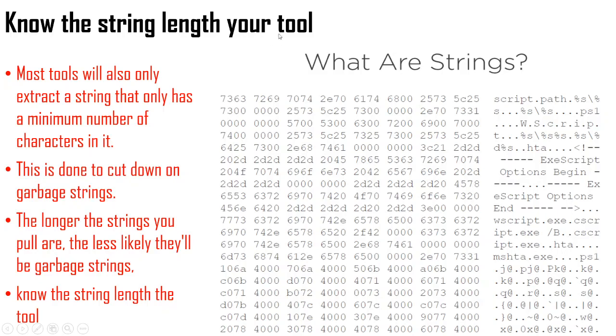So know the string length. Your tool should know the string length. Most tools will only extract a string that has a minimum number of characters in it. This is done to cut down the garbage strings. As I said earlier, these are called garbage strings, and they have to be cut down if I use a minimum number of characters. The shorter the strings you pull, the more garbage strings there are. So know the string length of your particular tool.